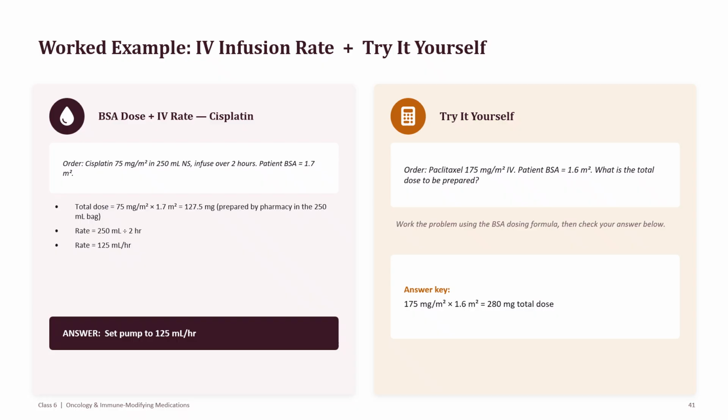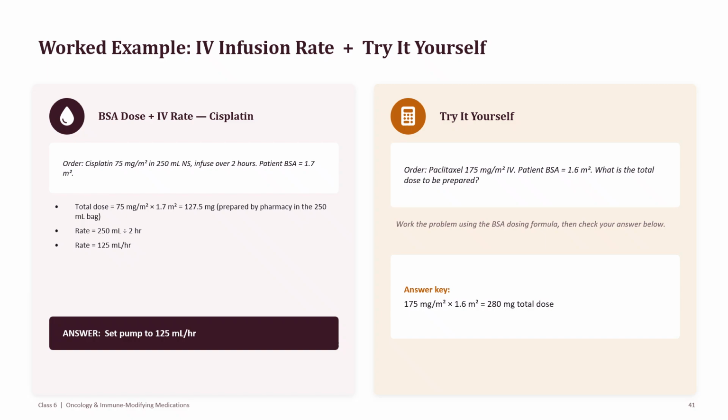So now it's your turn. Pause the recording right here and work through the next question, and then come back to the recording. Paclitaxel is ordered at 175 milligrams per square meter for a patient with a BSA of 1.6 square meters. What is the total dose to be prepared? Pause your recording right here, work this out yourself, and then start the recording again or press play to see if you got the correct answer.